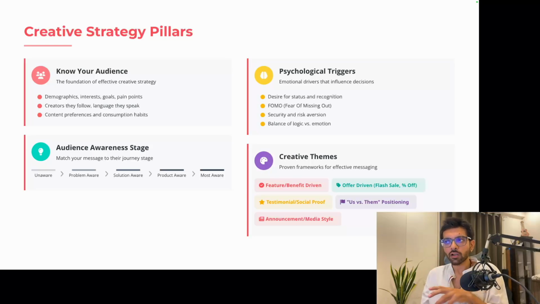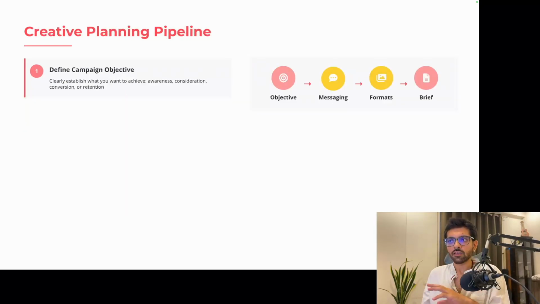So if you control all these four things, that's your creative strategy in one place, right? Now you have defined your creative strategy. Now you need to develop a pipeline, right? Develop a pipeline of creatives. So this is how we go about it.